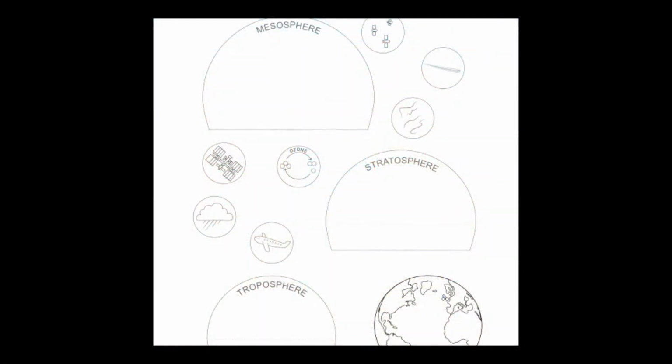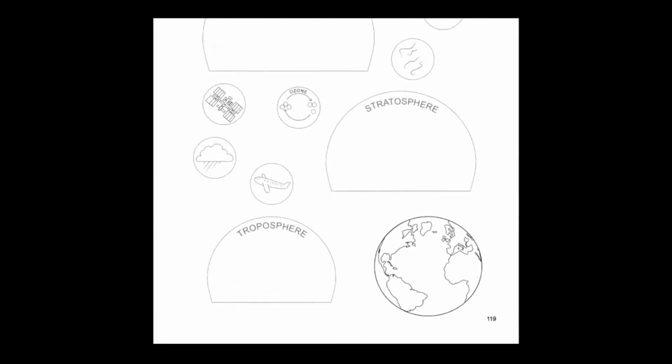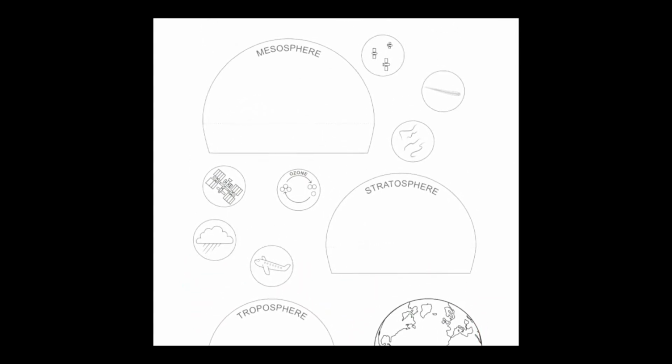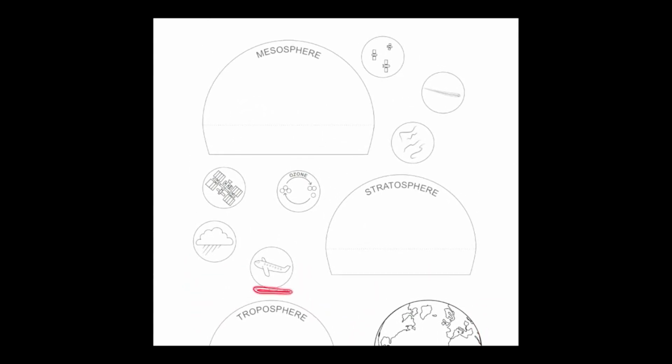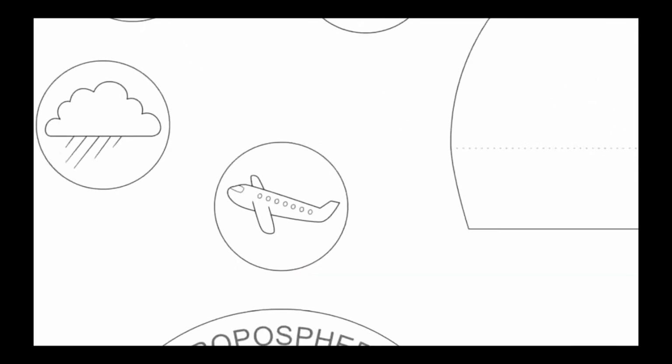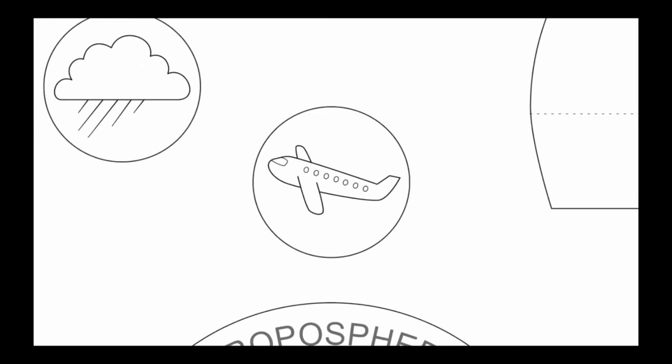And then I want you guys to help me match the symbols. So we have a template here where you can see that there are semicircles for each layer. There's the stratosphere, here's the troposphere, and here's a little Earth that you can cut out. But what do we have here? We have some little symbols, and I'm curious, which layer do they go on? Okay, so this one here, the airplane, what layer would that go on?